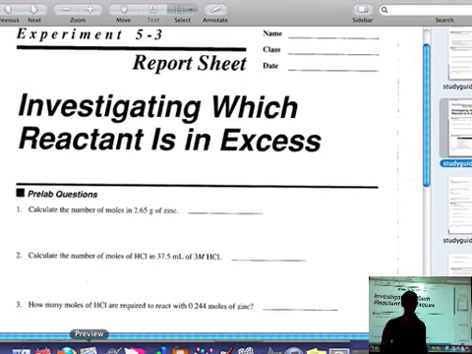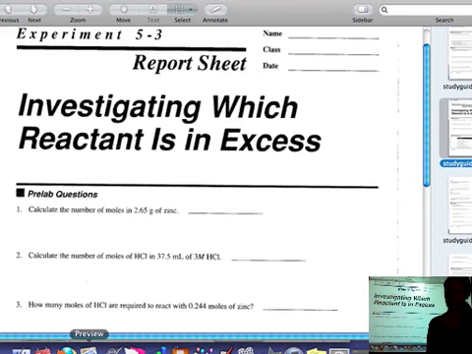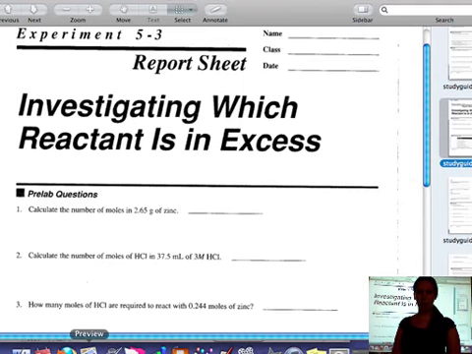Okay, last lab, experiment 5-3, investigating which reactant is in excess. Okay, I hope that you guys read through a little bit of the instruction here because there's a little bit of important stuff in there, so hopefully it will help you answer pre-lab questions. But what I want to do right now, as before, is read the objectives to you and discuss.